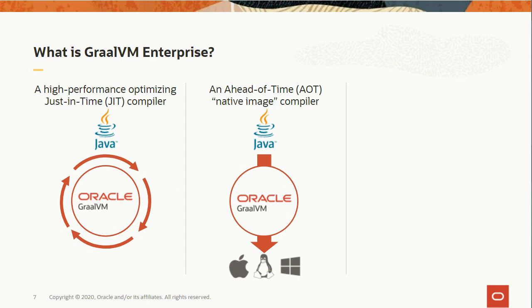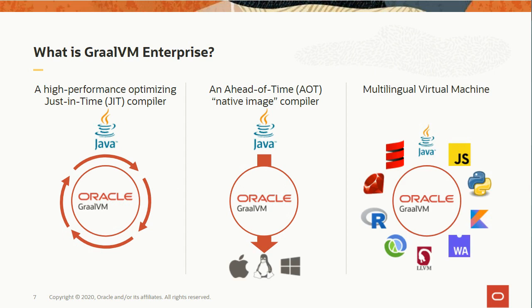GraalVM supports multiple languages, not just the JVM languages like Java, JavaScript, and such, but languages like Ruby and Python through a language implementation framework. GraalVM Enterprise is built on Java SE. It builds on Java and provides even higher performance and newer capabilities. And lastly, working with GraalVM Enterprise gets you 24/7 Oracle support.